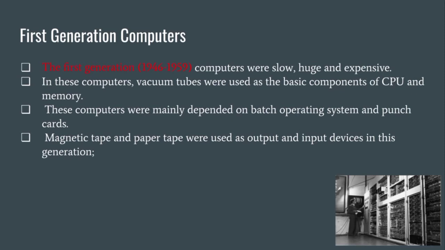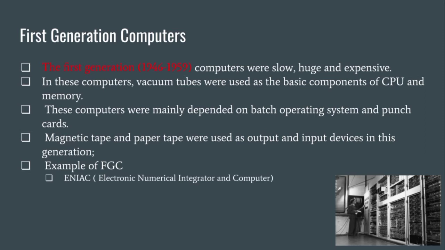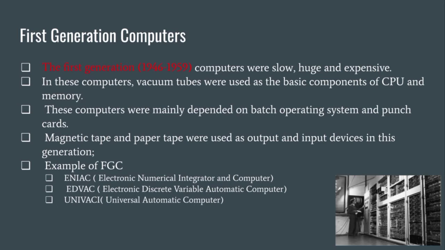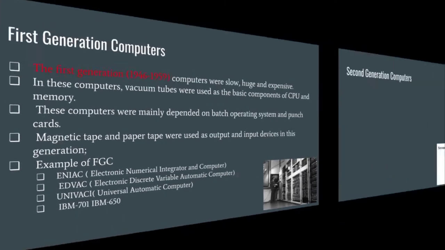Magnetic tape and paper tape were used as input and output in this generation. Examples of first generation computers are ENIAC, electronic numerical integrator and computer, EDVAC, electronic discrete variable automatic computer, UNIVAC, universal automatic computer, IBM 701, IBM 650.